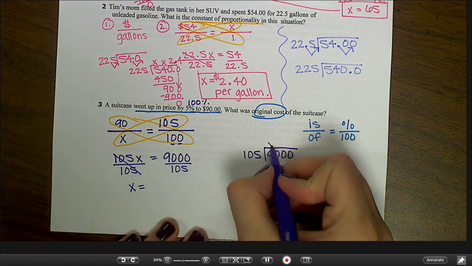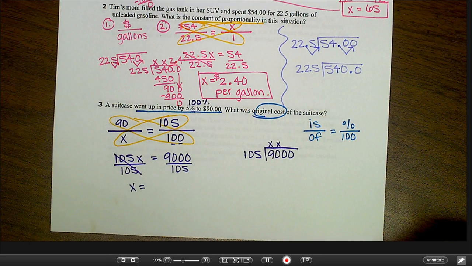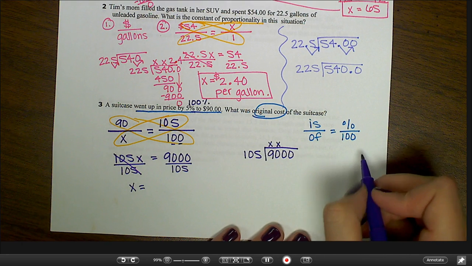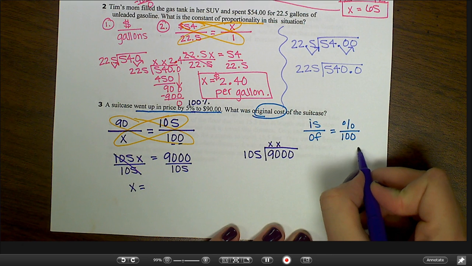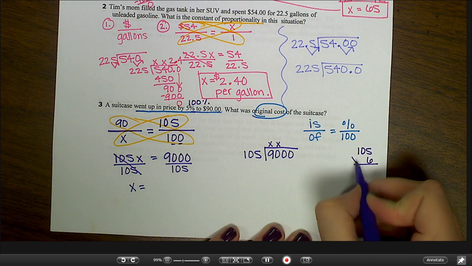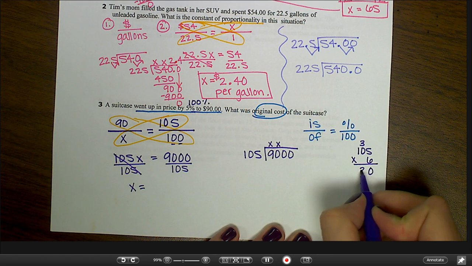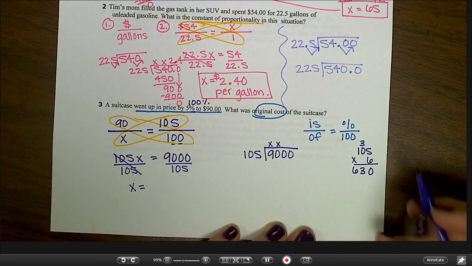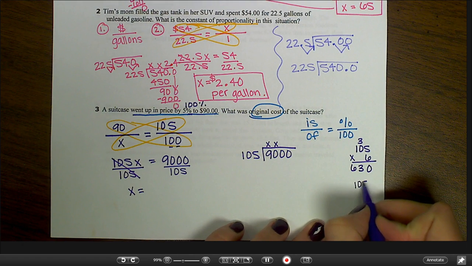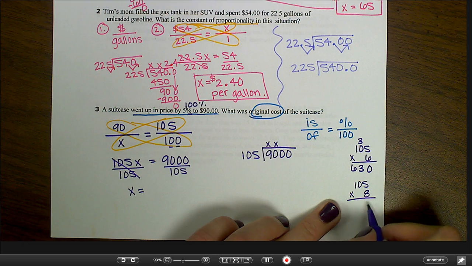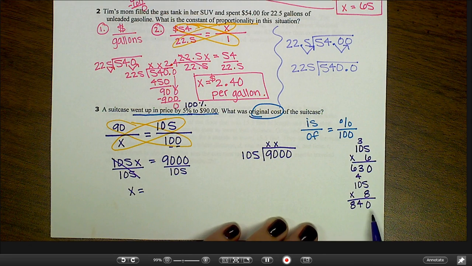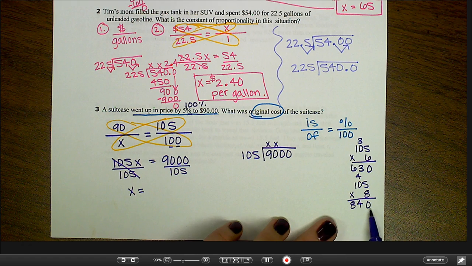So 105 does not go into 9 or 90. So I'm going to come over here and I'm going to think, maybe 105 goes into 900 6 times. So let's try that. 105 times 6. Well, nope, that's 630. So I've got quite a bit left to go to 900. So let's try 105 times 8. That's 840. Would another 105 fit? No, because I've only got 60 left to 900.